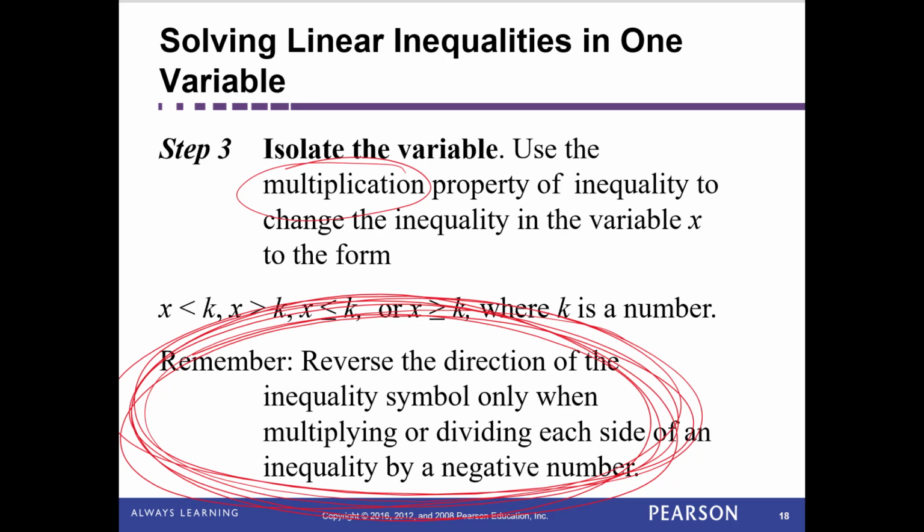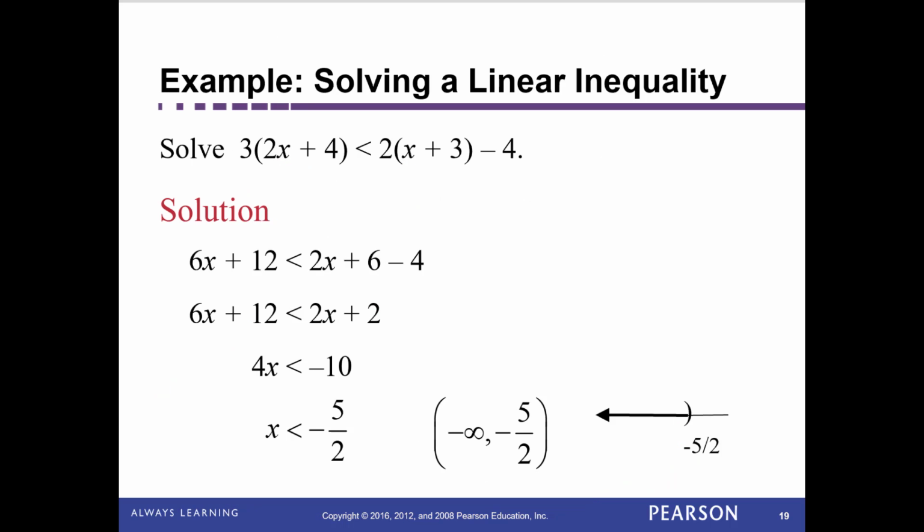Let's do an example. So the first thing I'm going to do is simplify both sides. So we multiply this 3 through on both sides, and we multiply this 2 through. Remember, don't multiply the 2 over there, because the 2 is only going through the things inside the parentheses. And so on the left-hand side, when I multiply through, I get 6x plus 12 is less than 2x plus 6 minus 4. These are like terms. I can combine that together and get 2. So I've done everything in step 1.